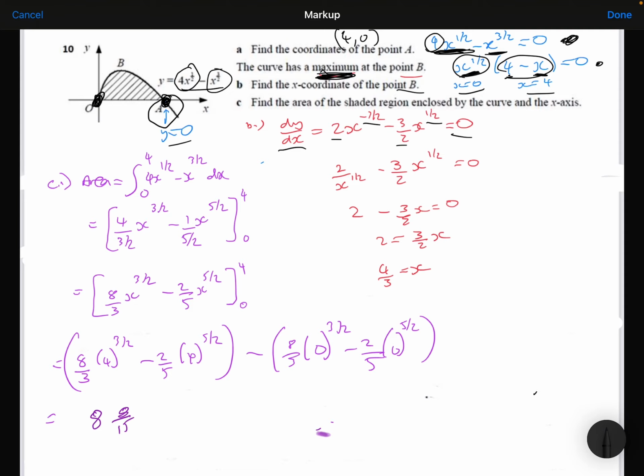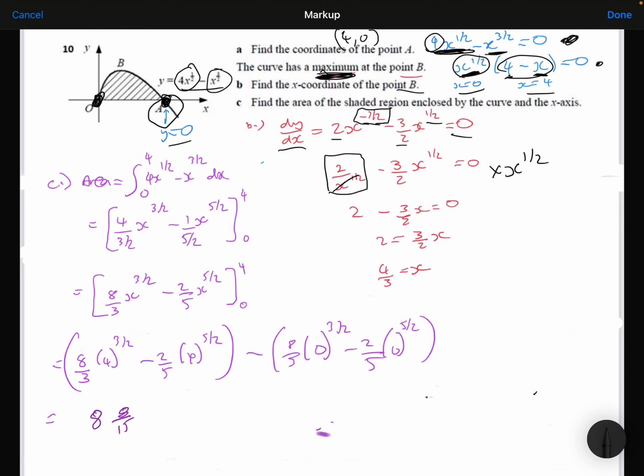To solve this equation, I don't like this negative power here. So I'm just thinking about what that actually means. And 2x to the power of minus a half means the same thing as 2 over x to the power of a half. And that's useful because that tells me that I need to multiply through this equation by x to the power of a half to cancel this out.